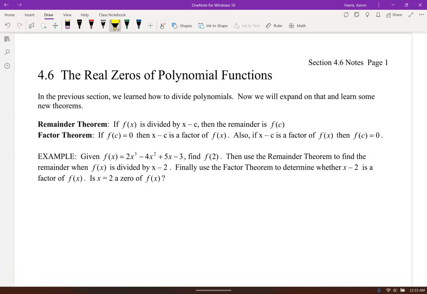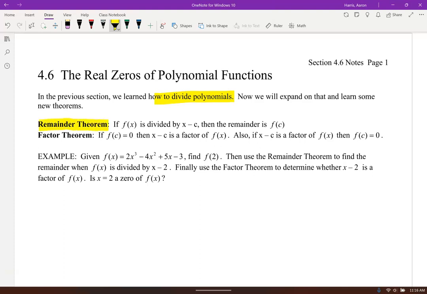All right. Well, we're going to continue on with polynomial functions and zeros. Prior, we learned how to divide polynomials. We did that with long division, and we did that with synthetic division. And we're going to expand on some new theorems. So the first theorem today is called the remainder theorem.